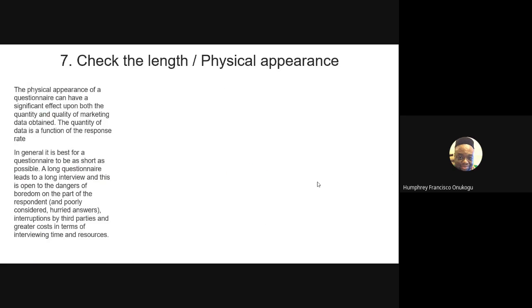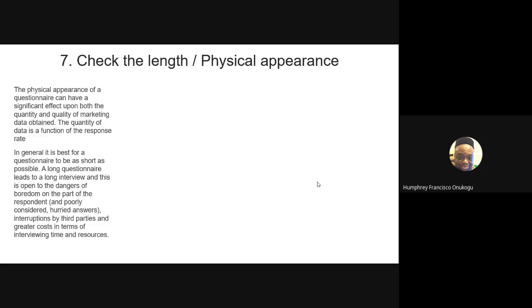Now, after this is done, the next thing we said, you have to check the length and the physical appearance of the questionnaire that is being designed. The physical appearance of a questionnaire can have significant effect upon both the quantity and quality of data obtained. The quantity of data is a function of the response rate. In general, it is best for a questionnaire to be as short as possible. A long questionnaire leads to a long interview, and this is open to dangers of boredom on the part of the respondent, poorly considered hurried answers, interruption by third parties, and greater cost in terms of interviewing time and resources.